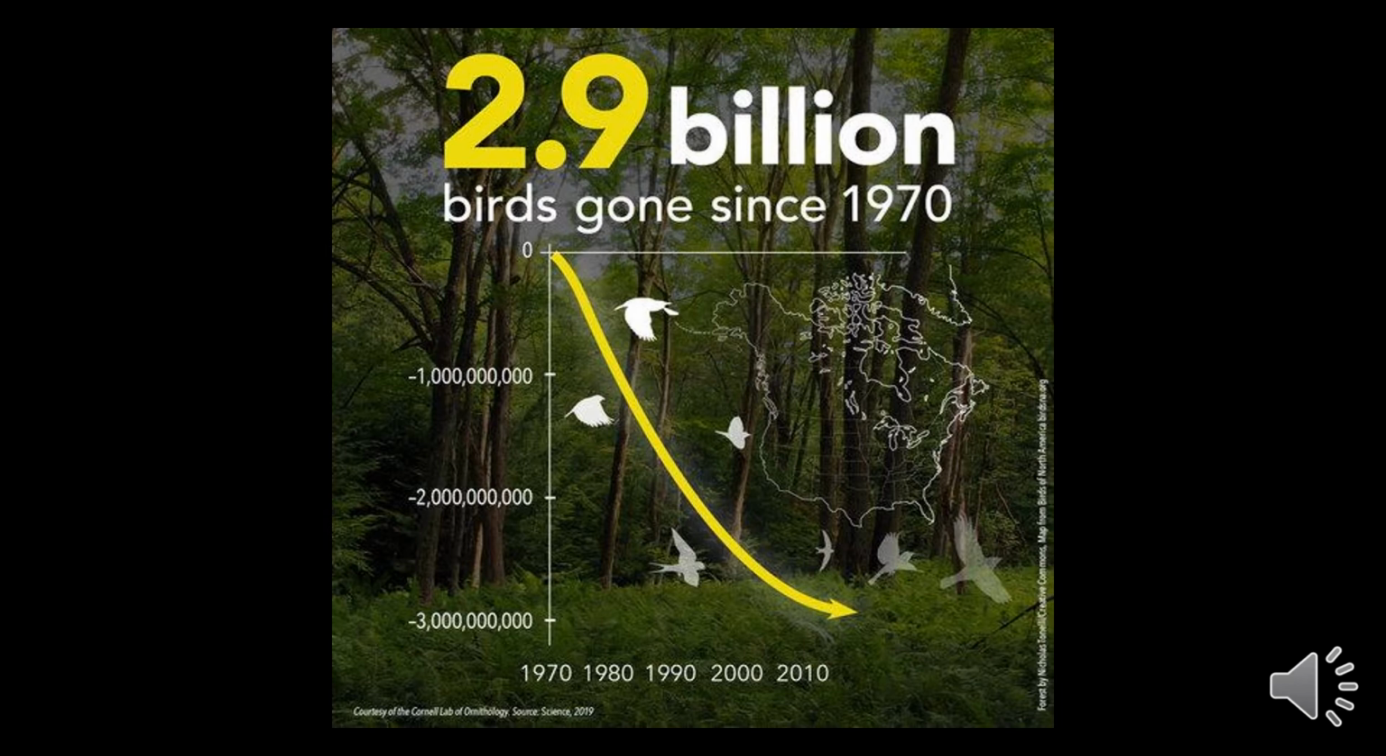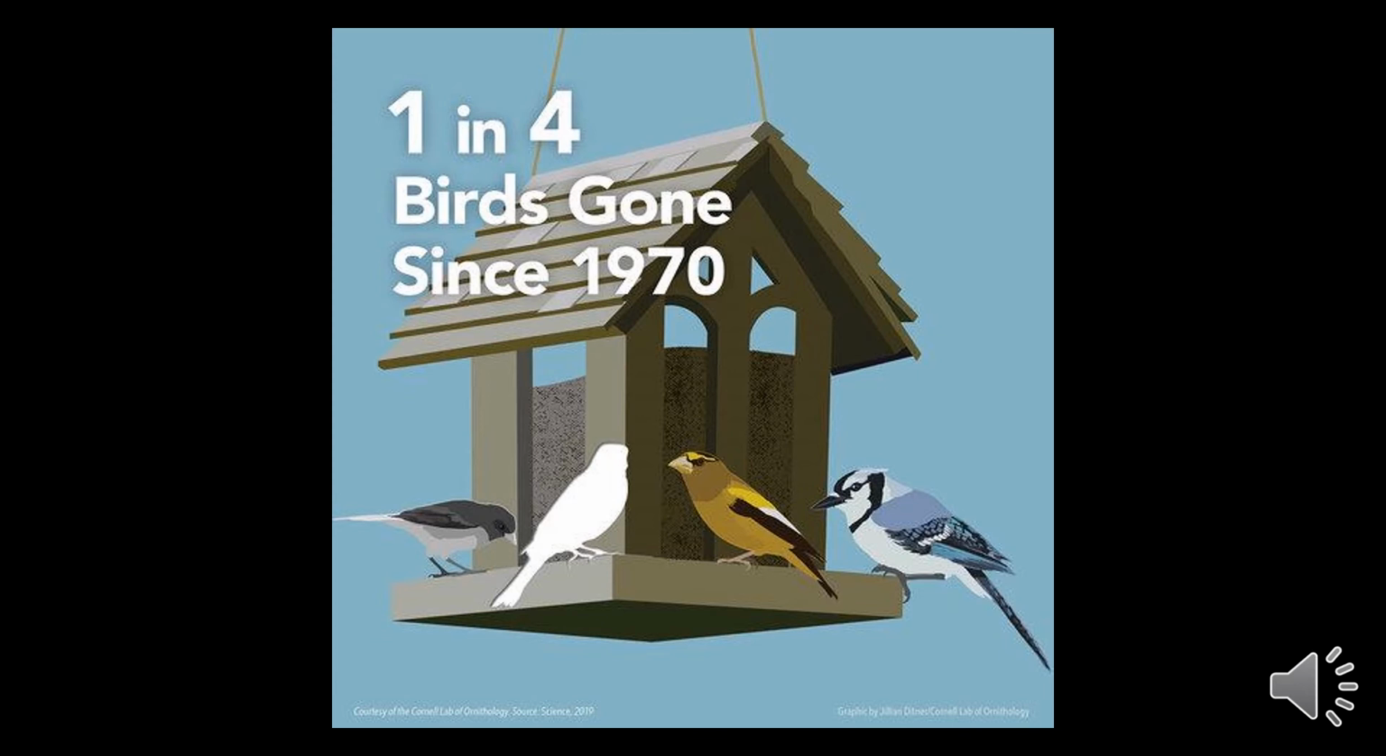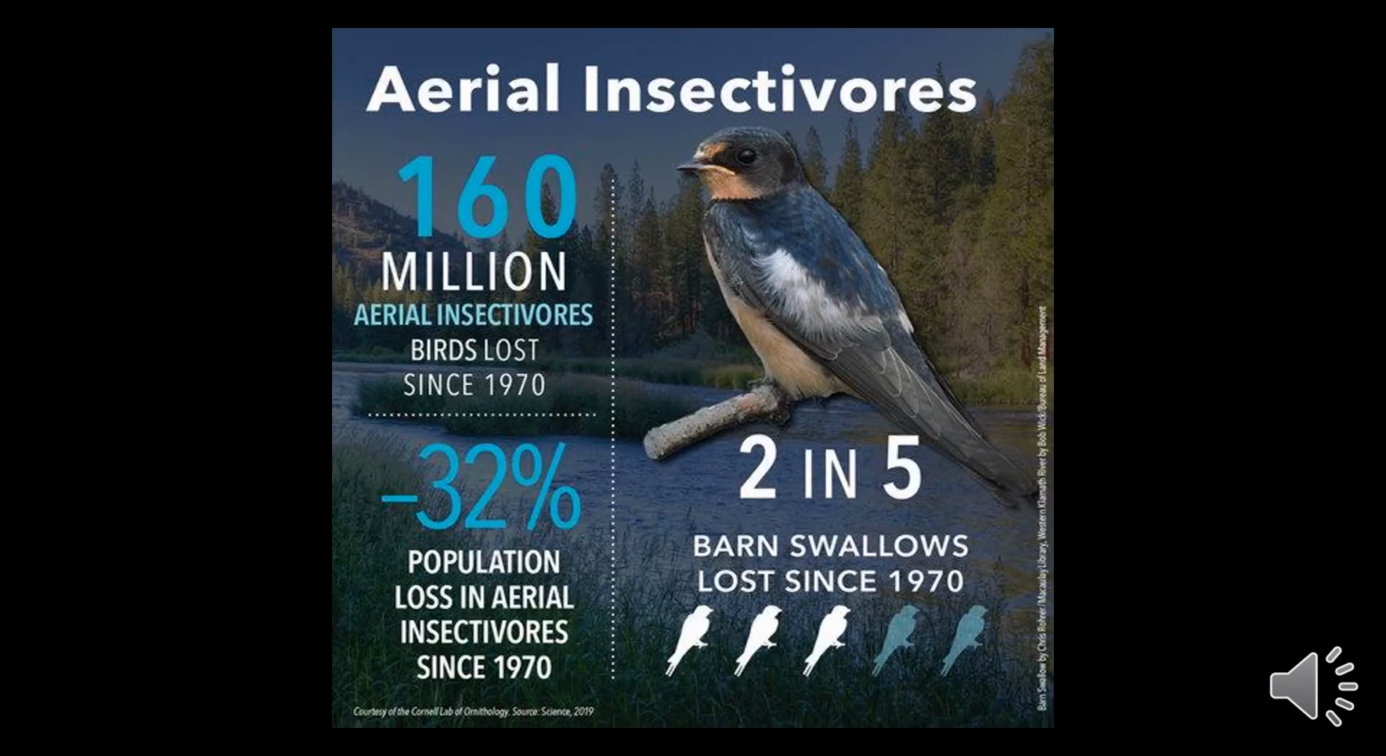And let's just take a minute to look specifically at some of the bird groupings that have been hit hardest. When you lose 3 billion birds, that's the equivalent of almost 1 out of every 4 birds. 1 out of every 4. One group, as you can imagine, the aerial insectivores, these are birds that catch flying insects on the wings, have been hit especially hard. 32% of the population is lost.